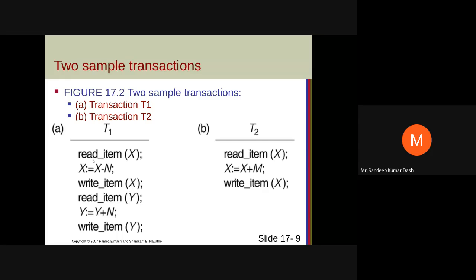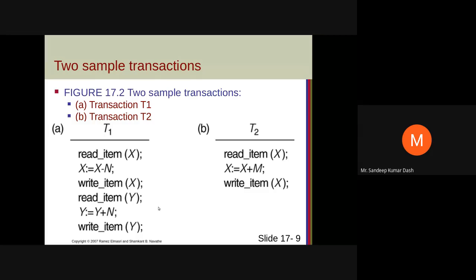Suppose that person has 5,000, this person has 3,000, and he gave 1,000. Total they have 8,000 amount of money. Suppose he gave 1,000 to this, so it will become 4,000 and this will become 4,000. What's the total amount now? Still 8,000. So this is a consistent state.